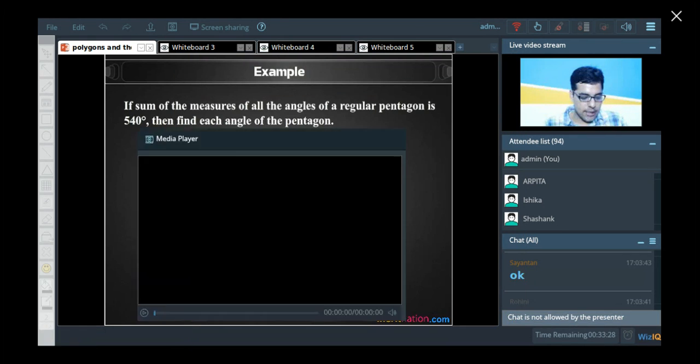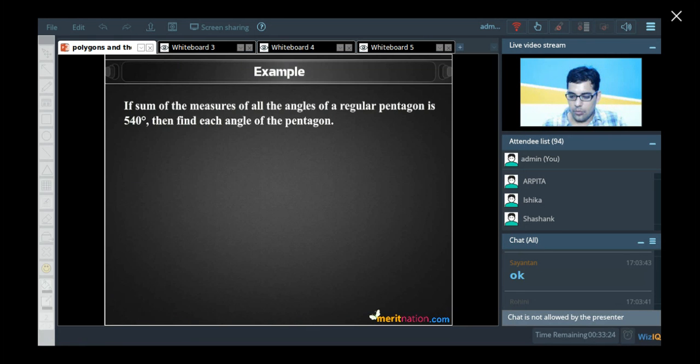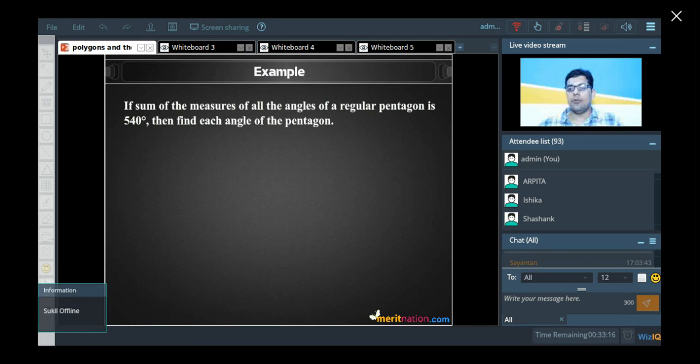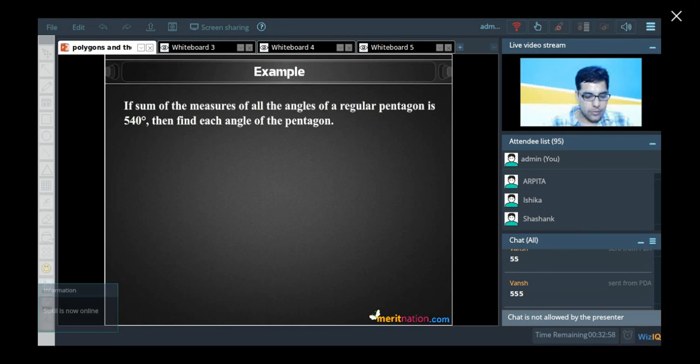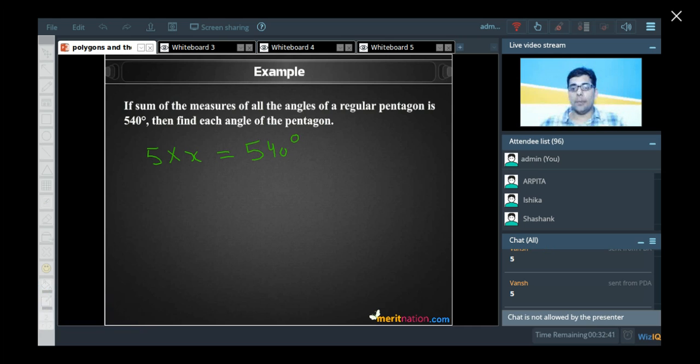Everyone, please tell how many angles are there in a pentagon? The number of angles are 5 or 6, you can write in the chat box. The number of angles are actually 5. Yes, they are 5. So in this way we can say 5 multiplies x. Let each angle be x degrees. So we can say 5 multiplies x equals 540 degrees, because it is a regular pentagon containing all angles as equal. So 5 angles, they will be 5 multiplies x equals 540 degrees.